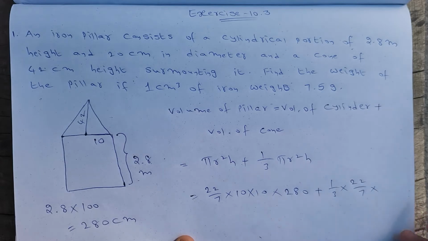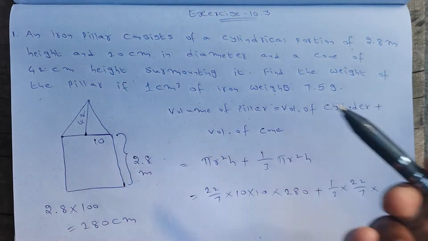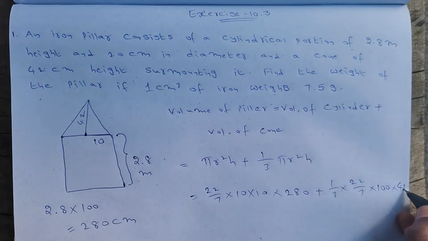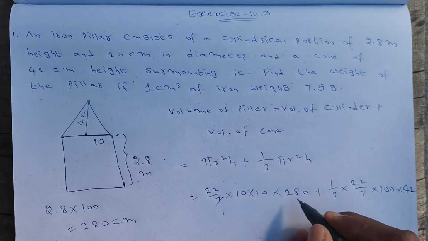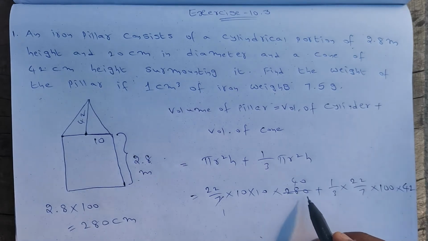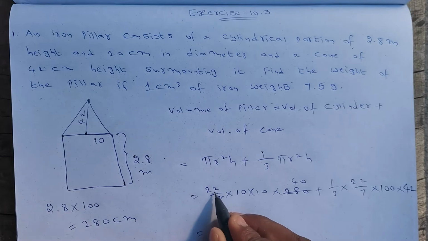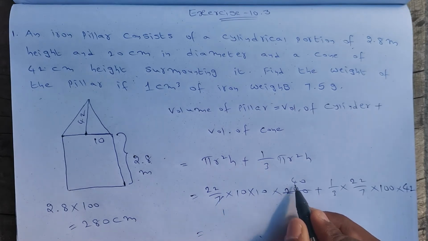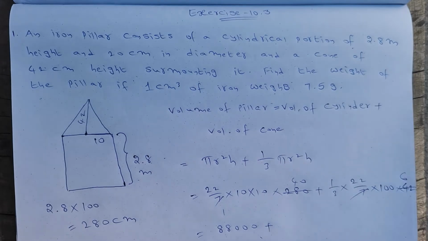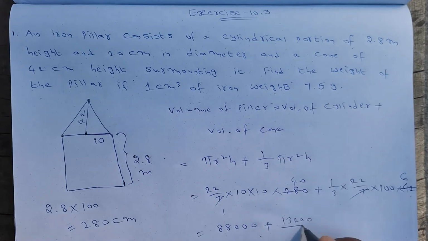Plus 1 by 3 into pi value 22 by 7 into radius square. Here cone and cylinder both have the same radius 10. So 10 into 10, 100, into height of the cone which is given as 42. 7 ones are 7, 7 fours are 28, and 0 as usual. Now 22 into 1 into 1 into 4, 22 fours are 88, with 3 zeros. Then 22 into 6, that is 132 into 100, 13,200 divided by 3.